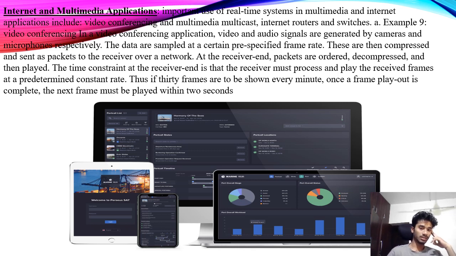In a video conferencing application, video and audio signals are generated by cameras and microphones respectively. The data are sampled at a certain pre-specified frame rate. These are then compressed and sent as packets to the receiver over a network. At the receiver end, packets are ordered, decompressed, and then played. The time constraint at the receiver end is that the receiver must process and play the received frames at a predetermined constant rate. Thus, if 30 frames are to be shown every minute, once a frame playout is complete, the next frame must be played within 2 seconds. So moving on to our next slide.